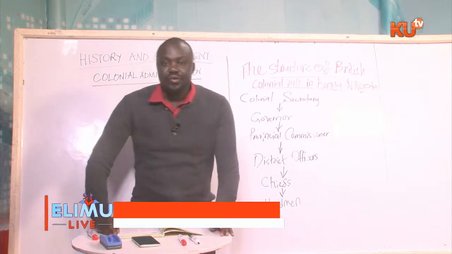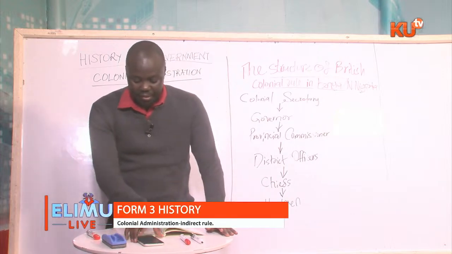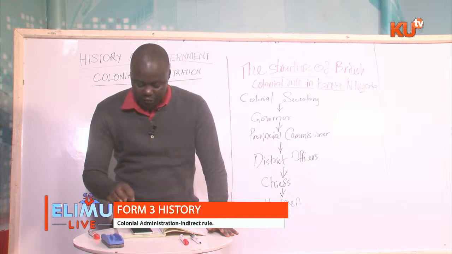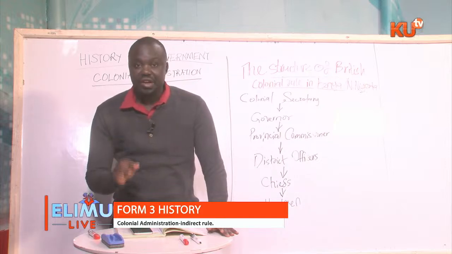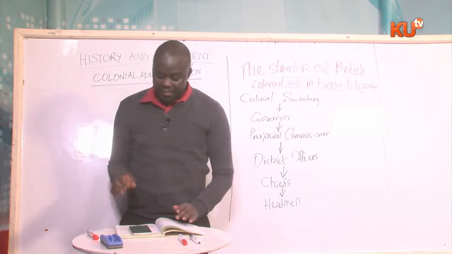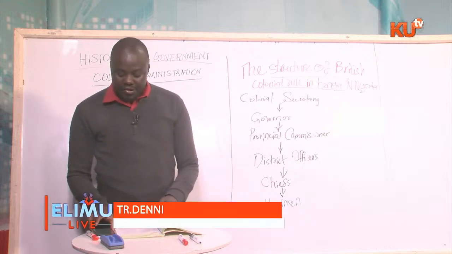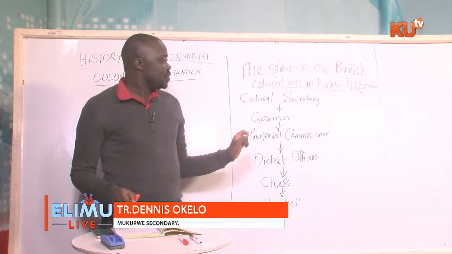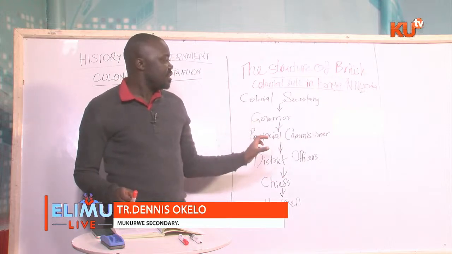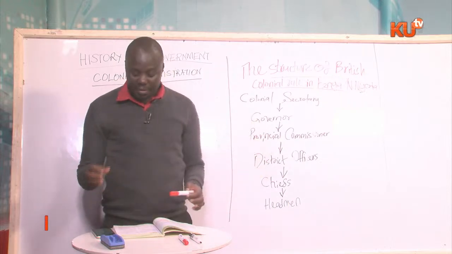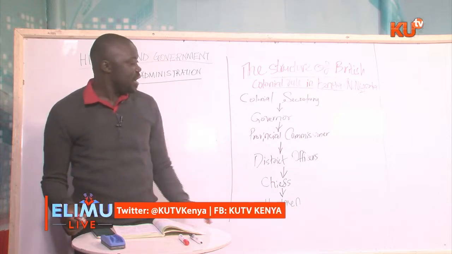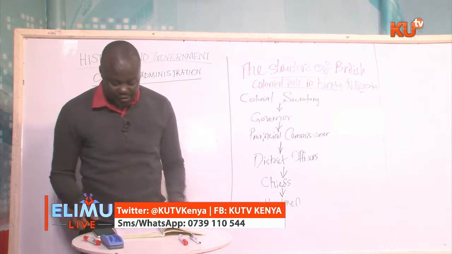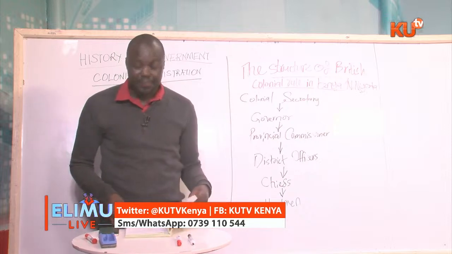Why has Kenya been used to showcase this example or to explain this topic of colonial administration, especially indirect rule? This is because the structure of colonial rule is almost similar in Kenya and northern Nigeria. Why? Because both of them were colonized by Britain, and it is Britain which majorly used indirect rule.